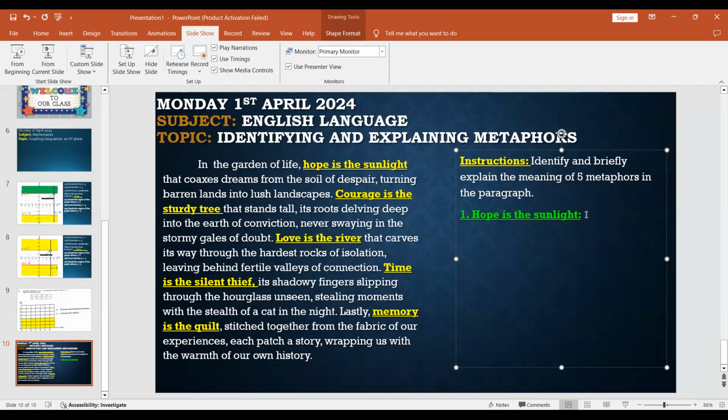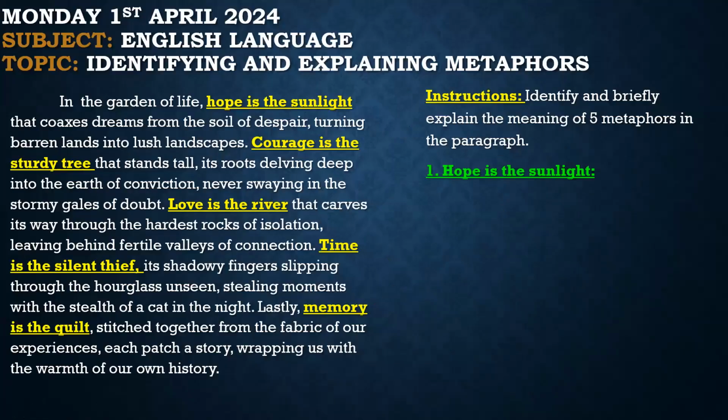Okay. Because hope sweetens the memories of experiences. But we're talking about dreams. It says hope is the sunlight that coaxes dreams from the soil of despair, turning barren lands into lush landscapes. It casts the shadow of our burdens behind us. No, we're talking about dreams here. When we look at the sun, we remember the hopeful memories that were given unto us. No, it says it coaxes dreams.